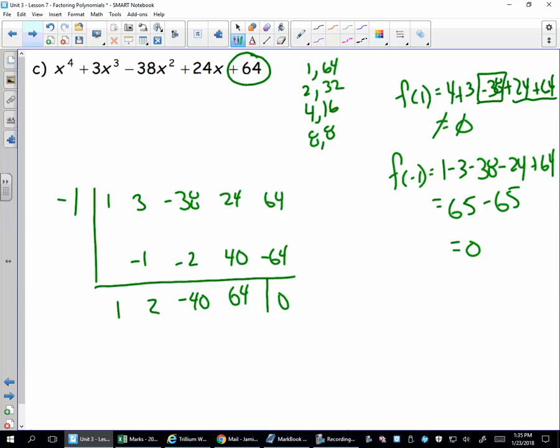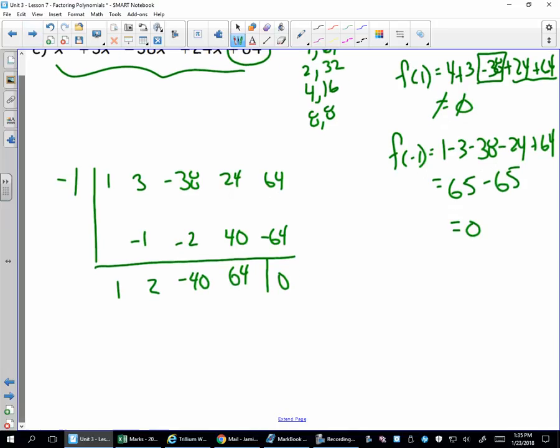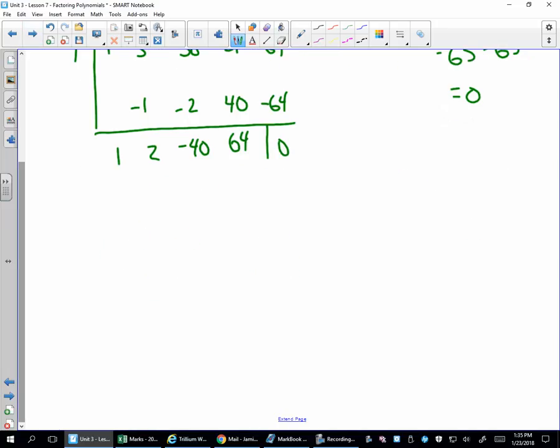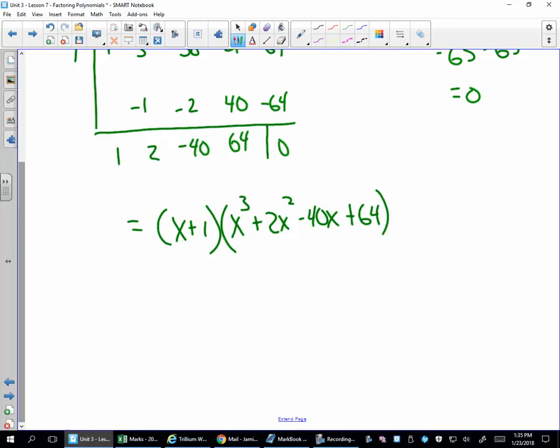So what have I figured out? I know this expression is actually the same as, I'm not going to write the whole thing, x plus 1 times this stuff: x cubed, 2x squared, minus 40x's plus 64. Can I break that down further? Well, maybe. But before I can break it down further, I got to think about this kind of expression. How can I break that down?